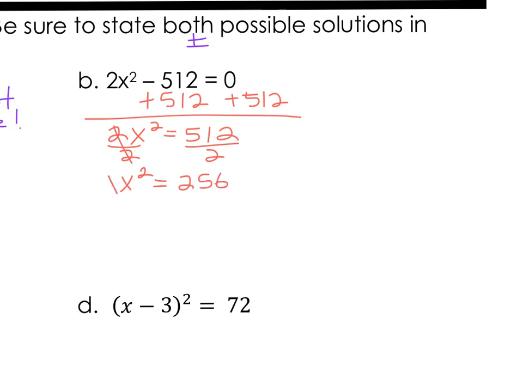Then the next step is to take the square root of each side, and that cancels out the squared term, and that gives you x by itself. Remembering to keep the plus or minus in our answer, here's another situation where our answer is a perfect square factor already. The square root of 256 is a perfect square, and it's plus or minus 16.